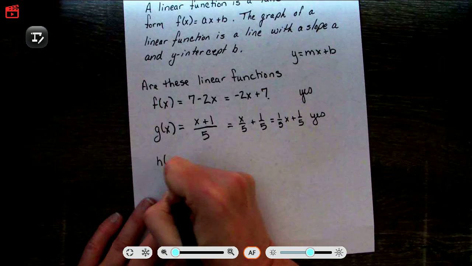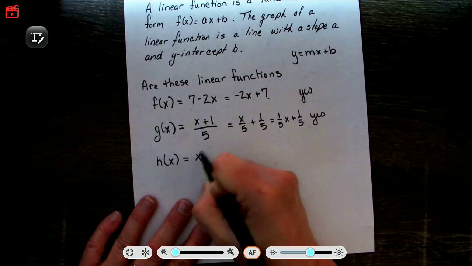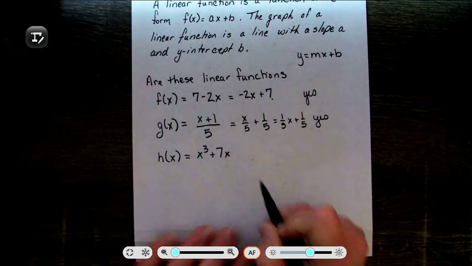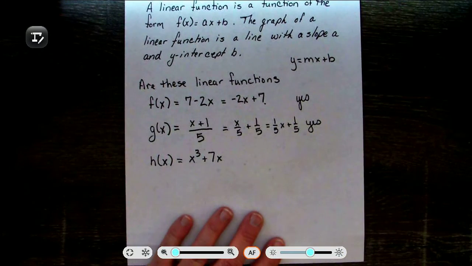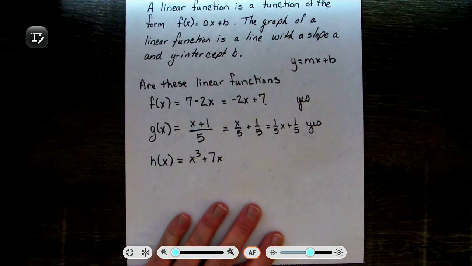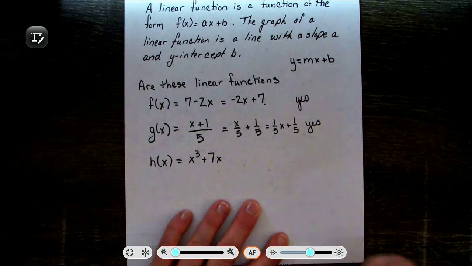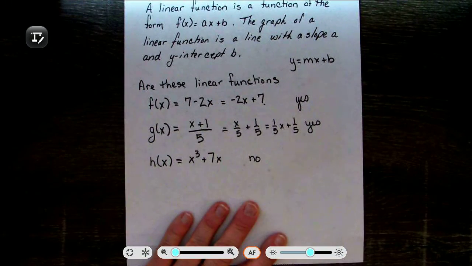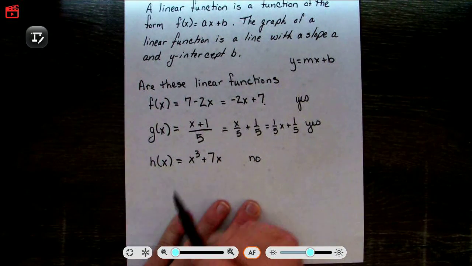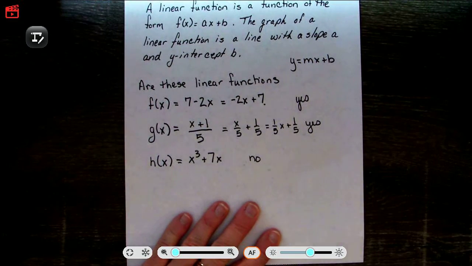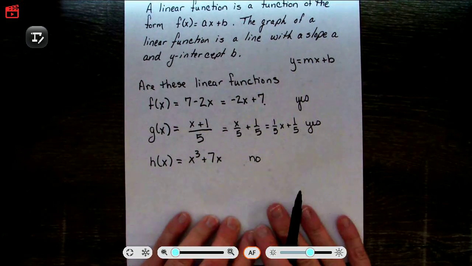We'll do one more here. Well, maybe we'll do a couple. x cubed plus 7x. Is that a linear function? Can I write it as ax plus b, where a and b are numbers only? They do not have other variables in there. a and b are numbers, not letters or variables. This one is not a linear function because we have x cubed in there. If we have higher powers of x, it will not be a linear function.